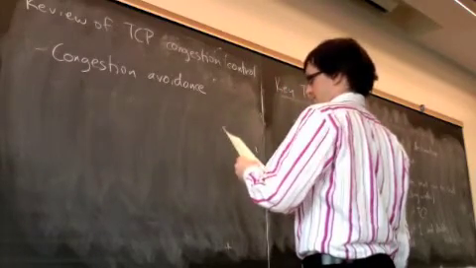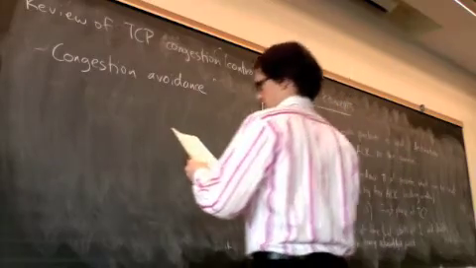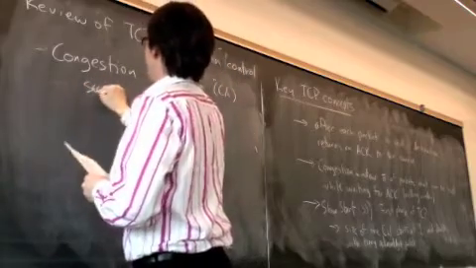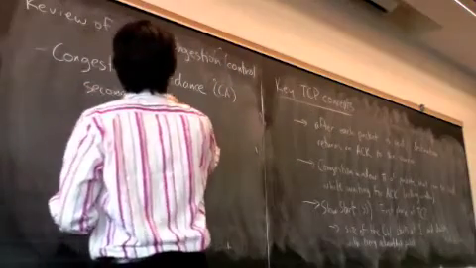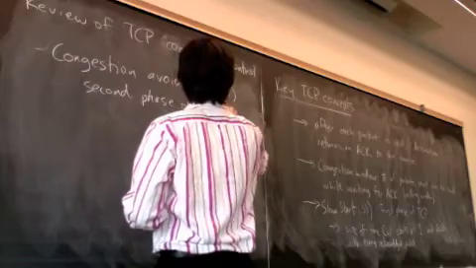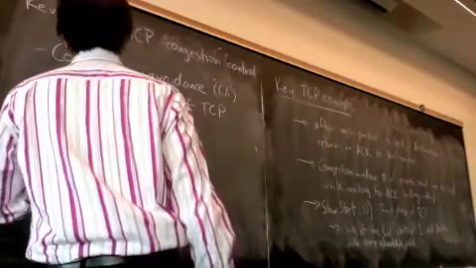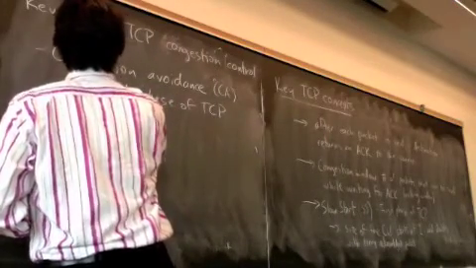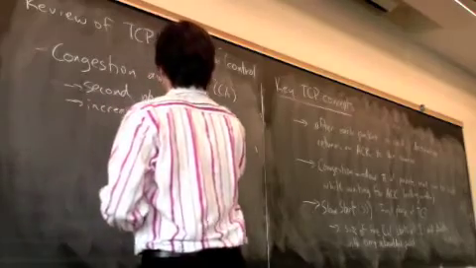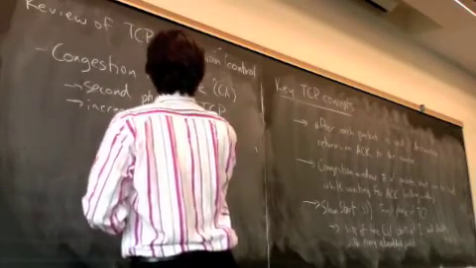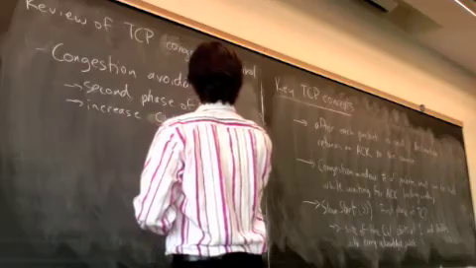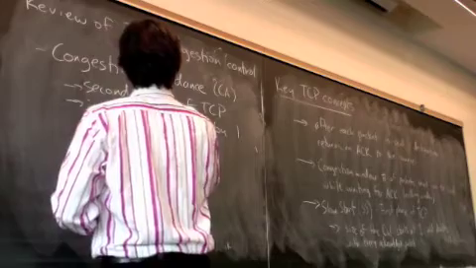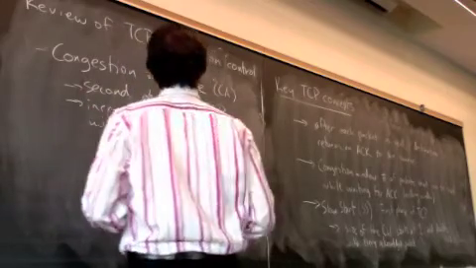In congestion avoidance, CA, this is the second phase of TCP. And instead of doubling, what we're going to do is increase the congestion window size by 1 with every acknowledged packet.